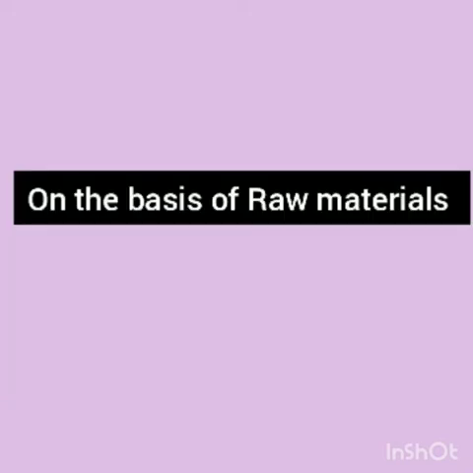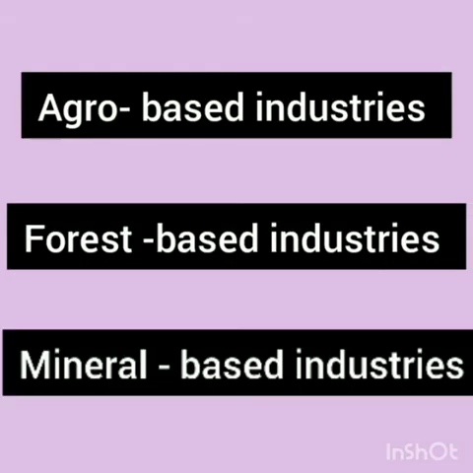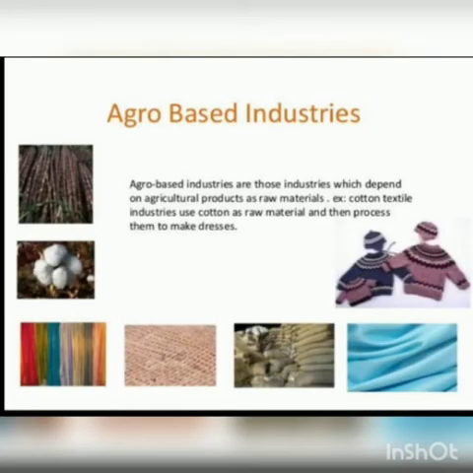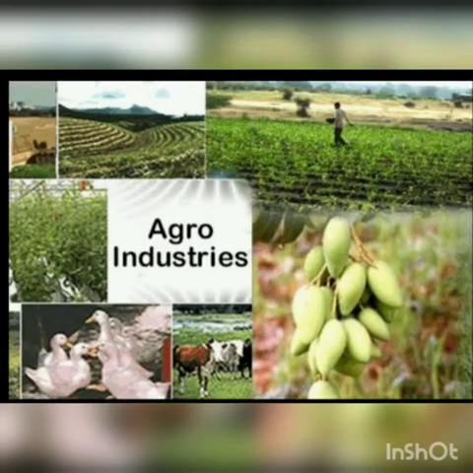Next, let's see on the basis of raw material how industries are classified. On the basis of raw material, they are classified as agro-based industries, forest-based industries, and mineral-based industries. Agro-based industries use agricultural produce as raw materials. Industries that process cotton, cereals, jute, and sugarcane are examples of agro industries.